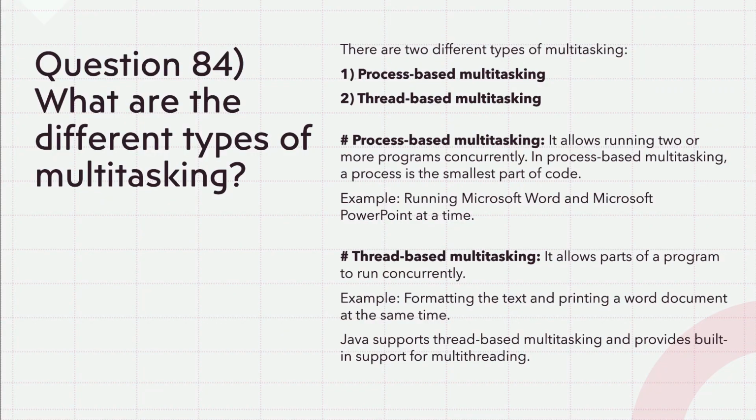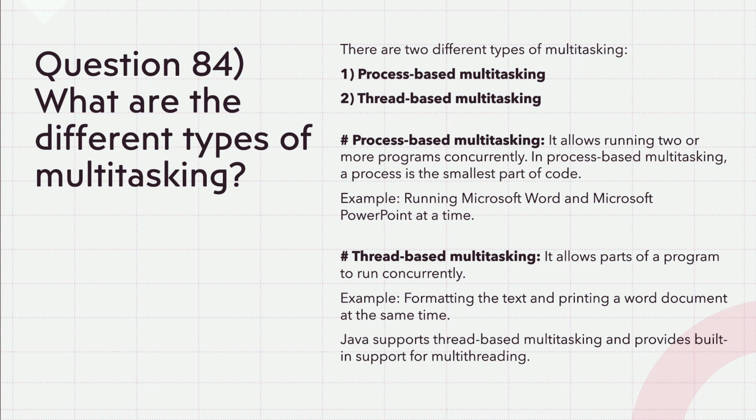Question 84. What are the different types of multitasking? There are two different types of multitasking. 1. Process-based multitasking. 2. Thread-based multitasking. Process-based multitasking allows running two or more programs concurrently. In process-based multitasking, a process is the smallest part of code. Example, running Microsoft Word and Microsoft PowerPoint at a time.